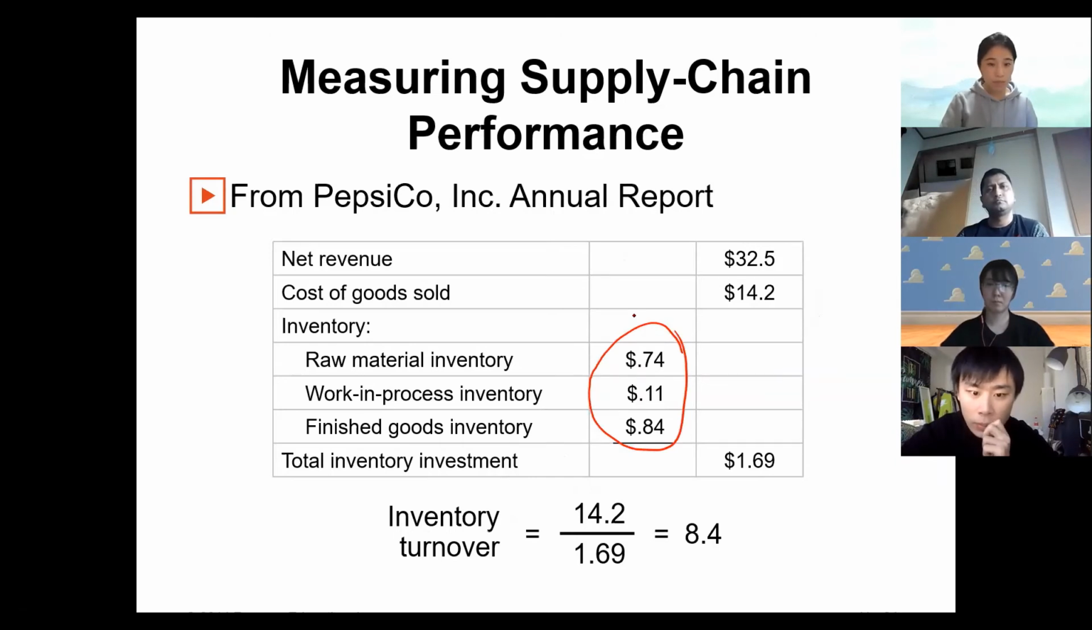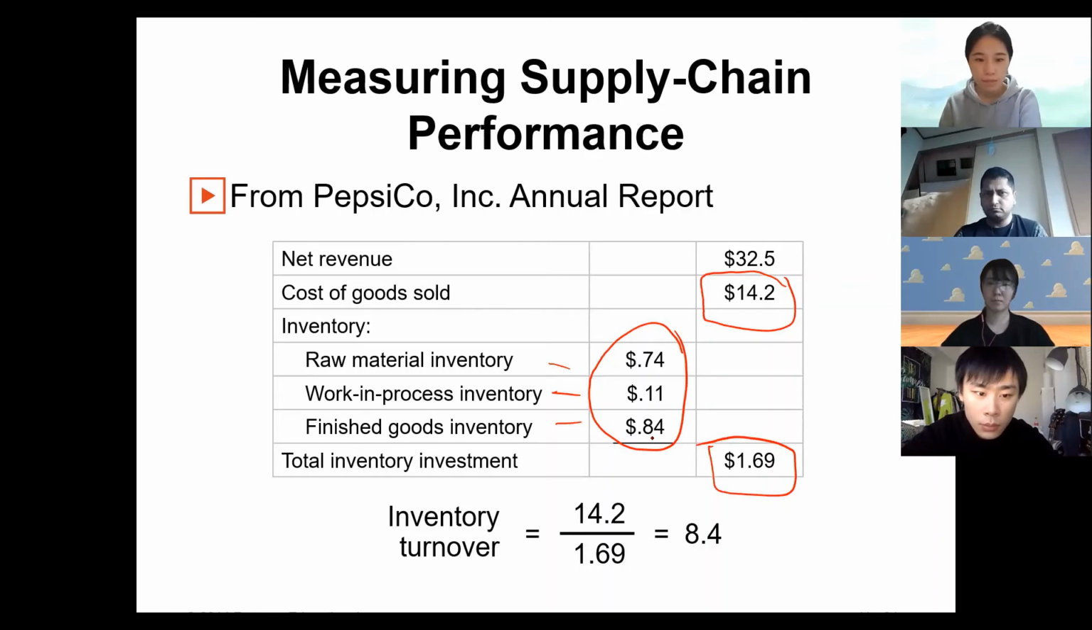All annual reports will have inventory, in the form of, for example, raw material inventory, cost of work in process, and finished goods. So the cost of goods sold is 14.4 billion, and inventory is 1.69 billion. So the inventory turnover is 14.2 divided by 1.69, which is actually 8.4.